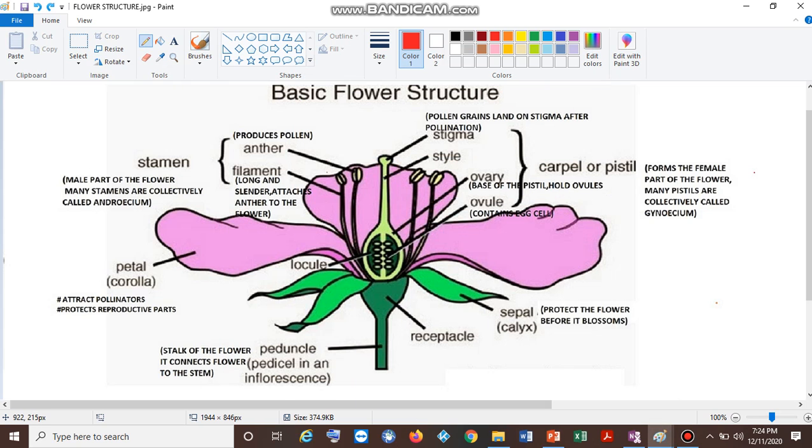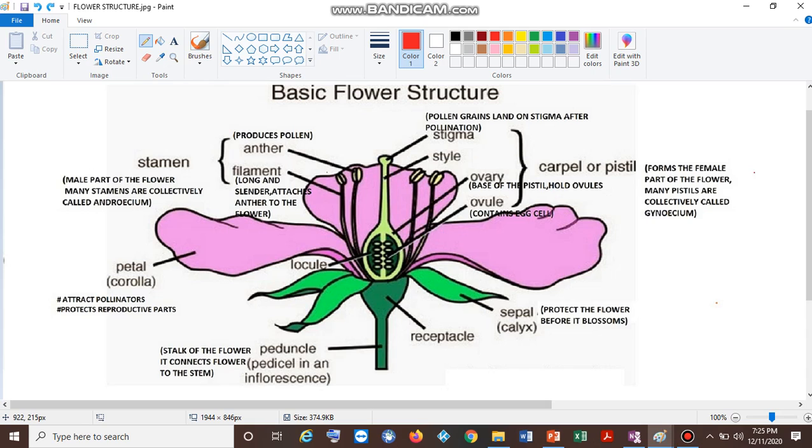Hello students, in this video we are going to study the basic structure of a flower. But before we go into the details, let's try to find out what is a flower. So a flower is the sexual reproductive structure of a plant. It is that structure of the plant that is involved in sexual reproduction. It is that structure that produces the male gamete of the plant and female gamete of the plant.